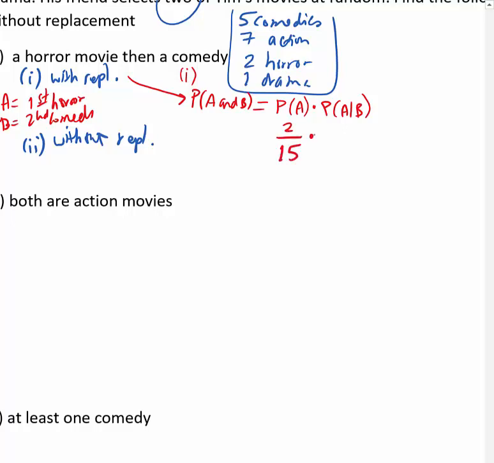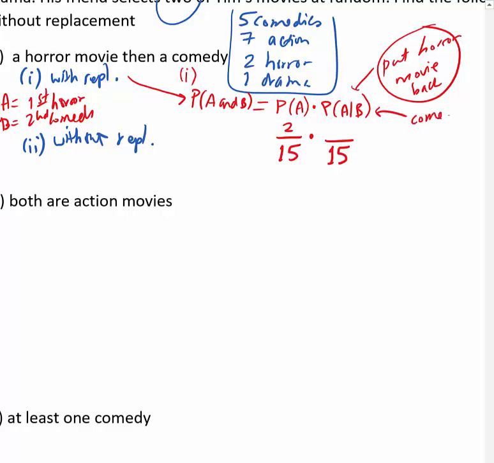Let's see, but since he's putting that horror movie back, that means he could conceivably grab the same movie the second time, so he still has 15 to choose from the second time. But you want the second one to be comedy, right? So how many comedies were there? There were 5. There we go.